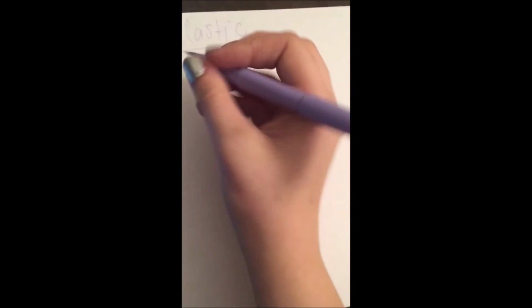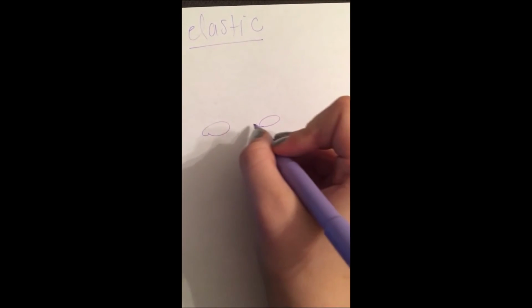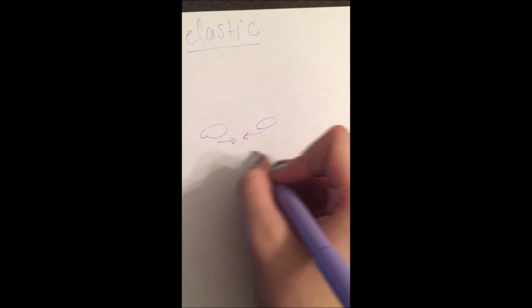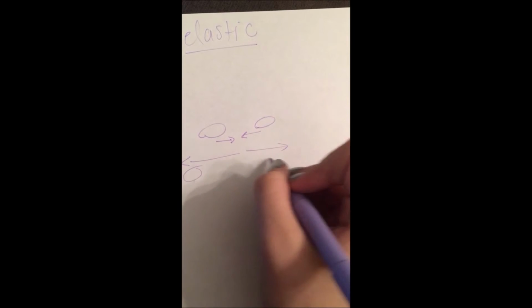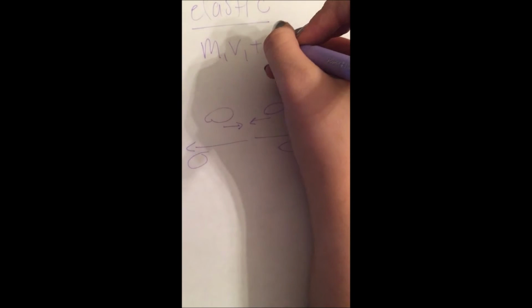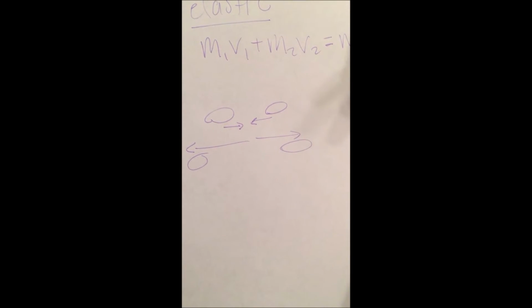Now we will review elastic collisions. This means the momentum is conserved and there is no kinetic energy lost. So, if two people are on bumper cars and they just bump into each other, they both then go other ways. They have two different speeds and two different masses during the entire time, but their speeds change. So we use this formula to solve.